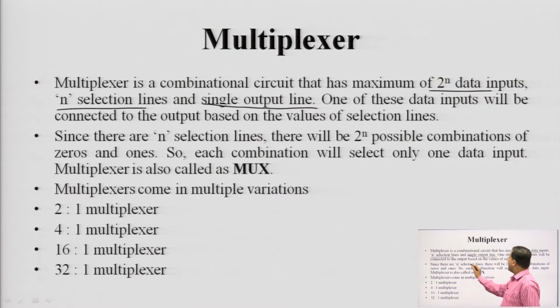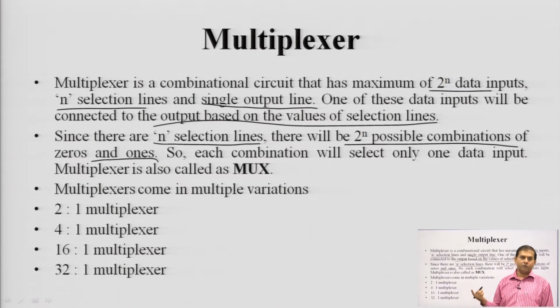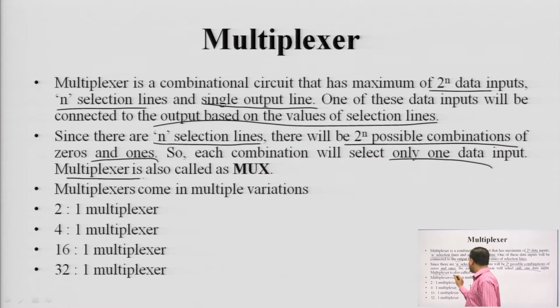These data inputs will be connected to the output based on the values of the select lines. The select lines have a very important part in this. It is the work of the select lines to choose the input combination, so that the output depends on that input combination. With n selection lines, there are 2 to the power n possible combinations of zeros and ones, which is the formula for binary operation. Each combination will select only one data input, and a multiplexer is also called a MUX.